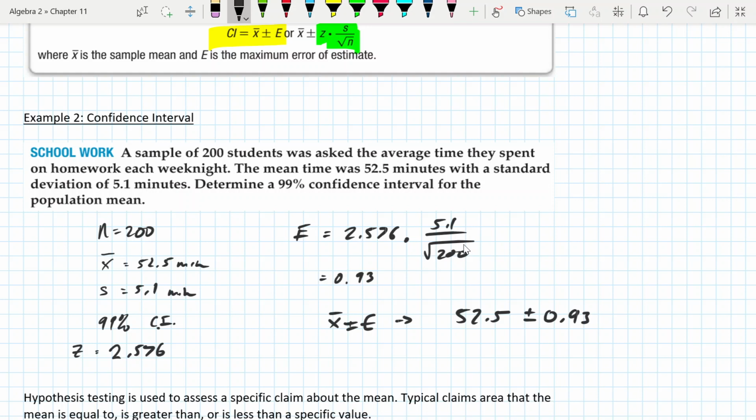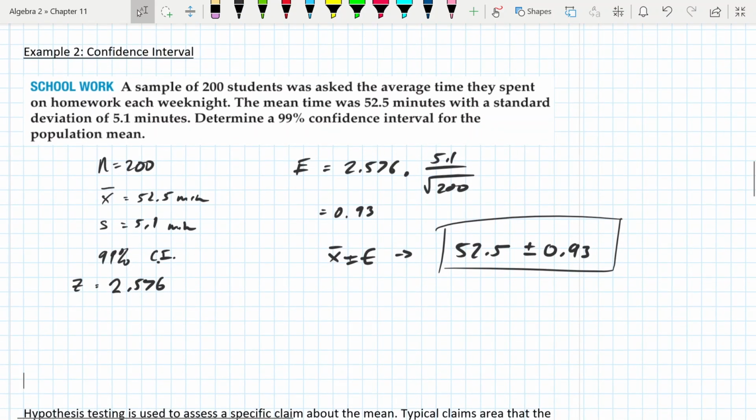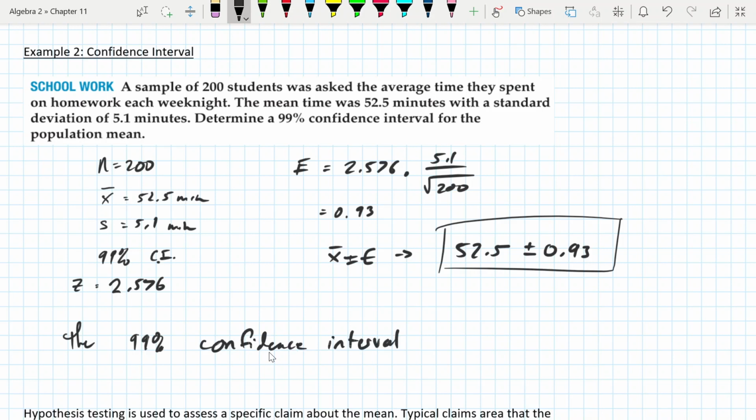And you could just leave it just like that. You don't have to actually write it out. But if you were to write it out, this is what it would look like. This is how you'd want to write it. The 99% confidence interval. So that part of the statement is telling us how accurate we're being.